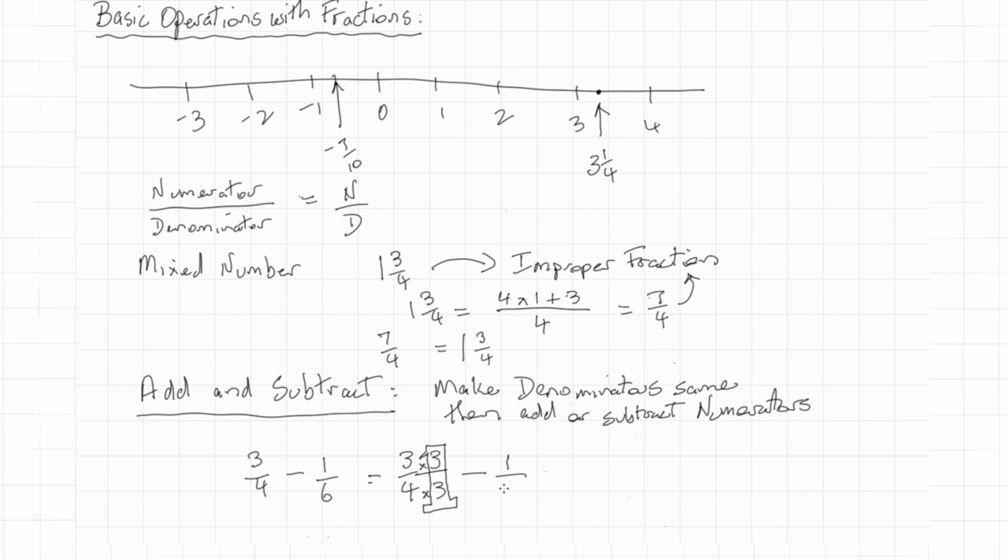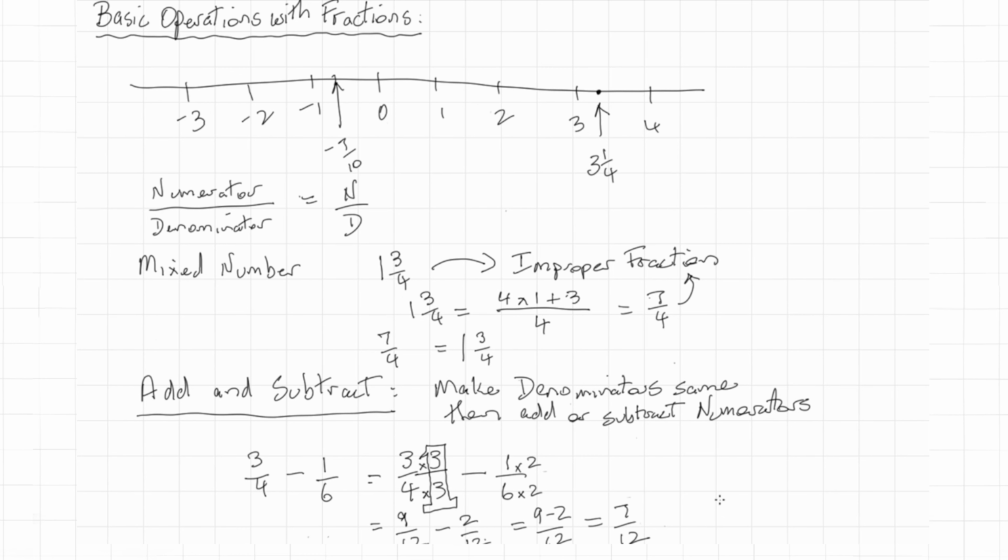Minus, now we're going to make this one also into 12ths. So we're going to multiply the bottom by 2. If we multiply the bottom by 2, we've got to multiply the top by 2. That will become 3 times 3 is 9 over 12 minus 2 times 1 is 2 over 12. The denominators are now the same. Make denominators the same, we've done that. And then you add or subtract. We've got a subtraction here. So we take 9 minus 2 over 12. You don't need to put that step in. And that's 7 over 12.